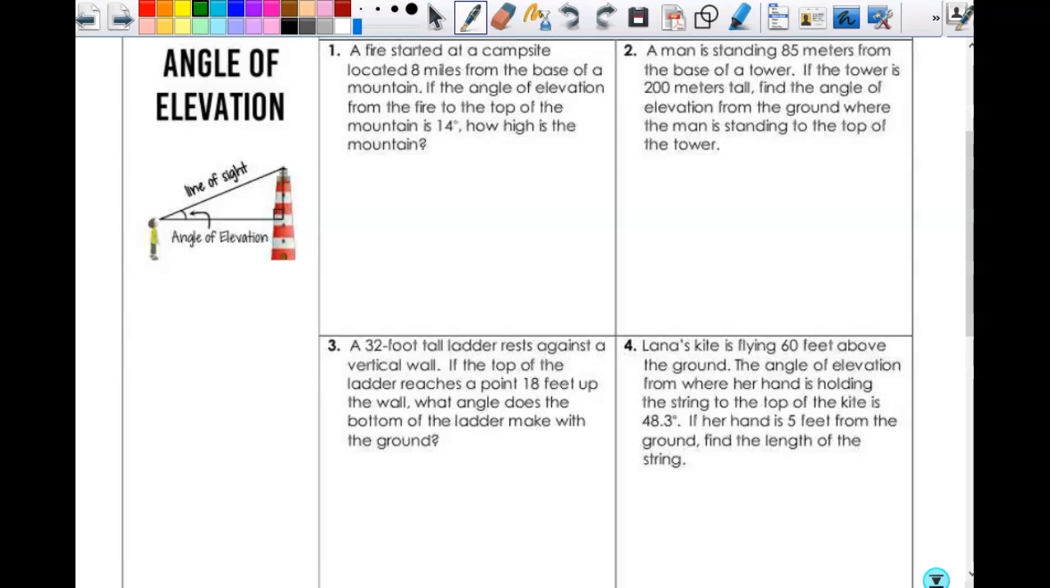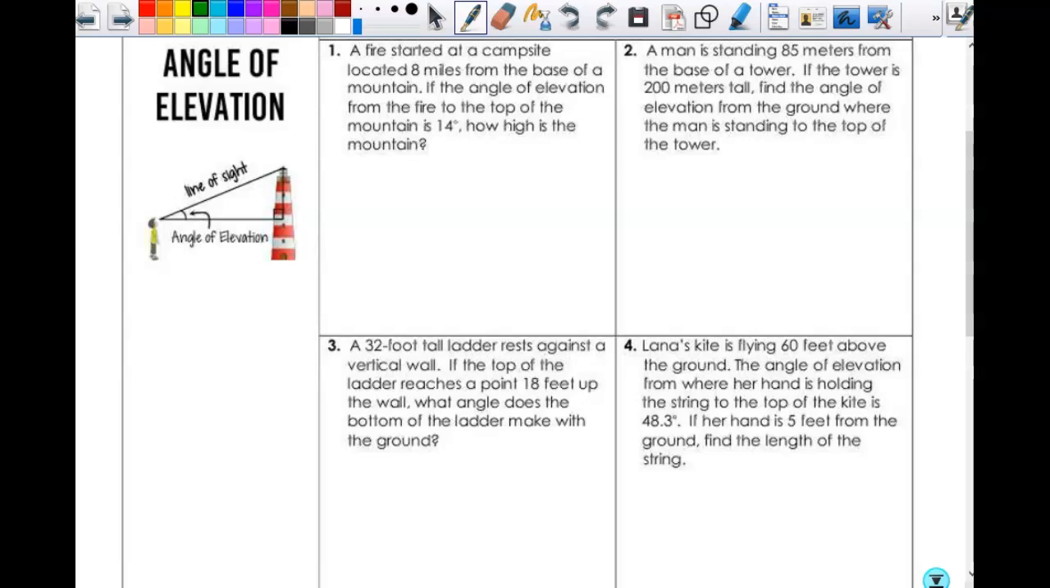So let's look at number 1. It says a fire started at a campsite located 8 miles from the base of a mountain. If the angle of elevation from the fire to the top of the mountain is 14 degrees, how high is the mountain? People that have the most problems with these kind of questions, first of all, go into it with, oh my God, I hate word problems. So if you already have that attitude, yeah, good luck. You probably have no hope.